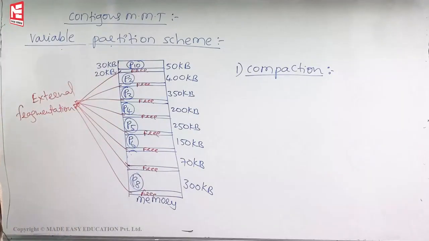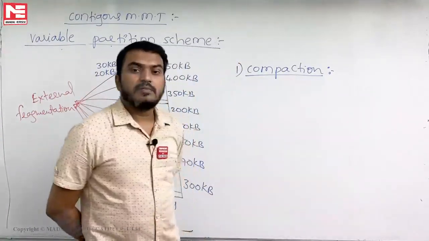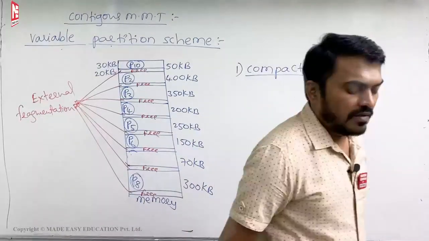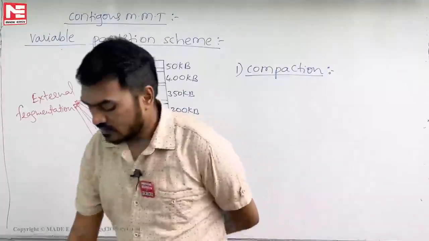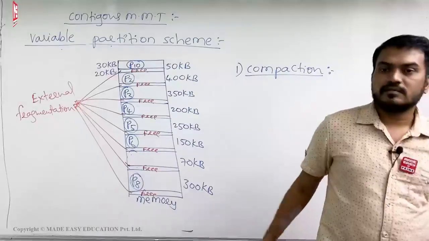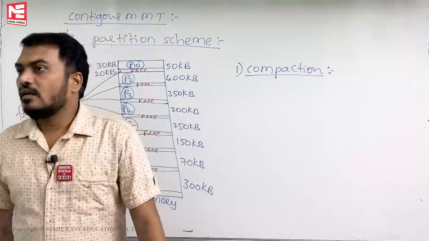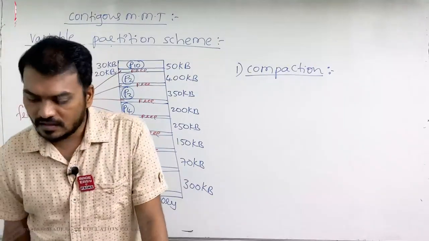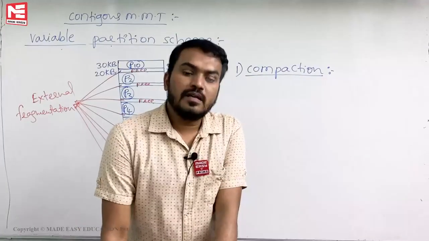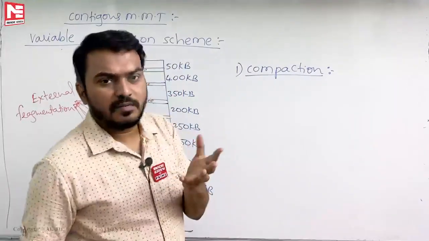Compaction is undesirable to implement. Undesirable means what? Not suggestible. So undesirable to implement because it interrupts all the running processes in the memory. Is that clear? Right. So compaction, okay, idea may be good, but not suggestible to implement practically.